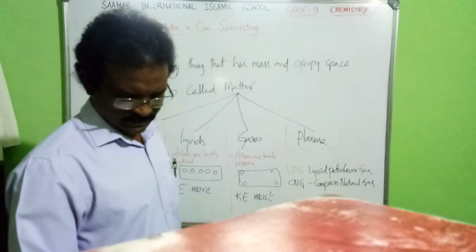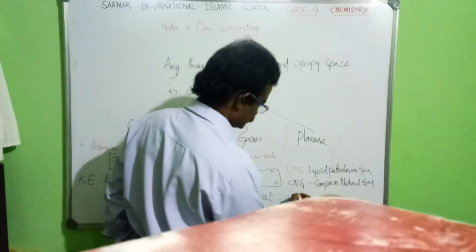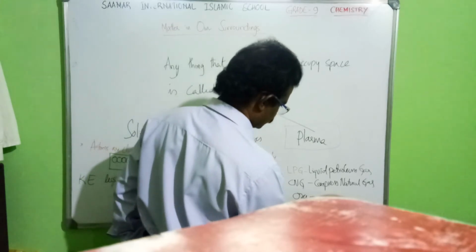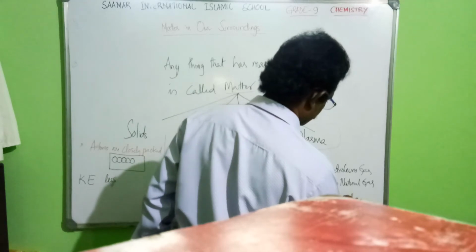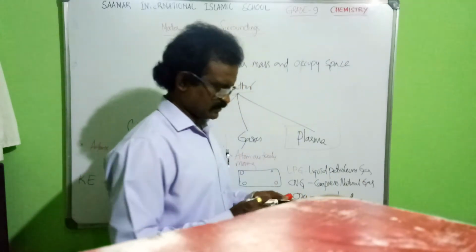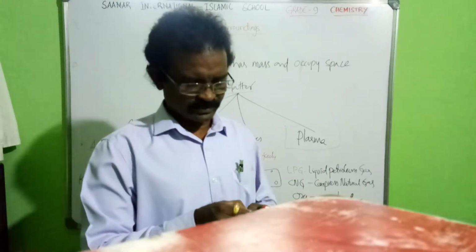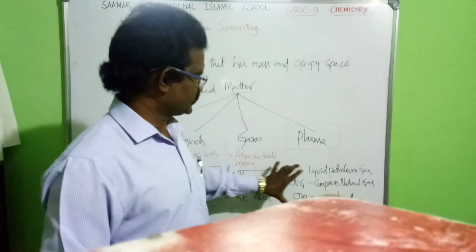The other one is you can see the oxygen cylinders, no? Oxygen cylinders. So all these oxygen cylinders are used in the hospitals. Now if you see for this COVID, oxygen cylinders are very much required, because our oxygen level is coming down when you get COVID. Okay. Now, so these are the gaseous states now.